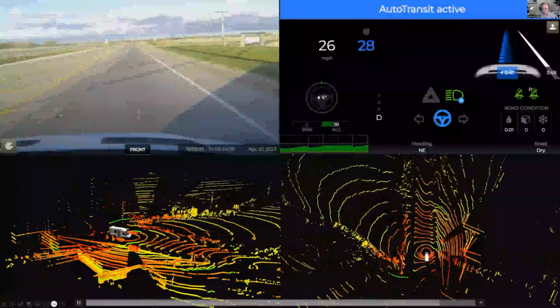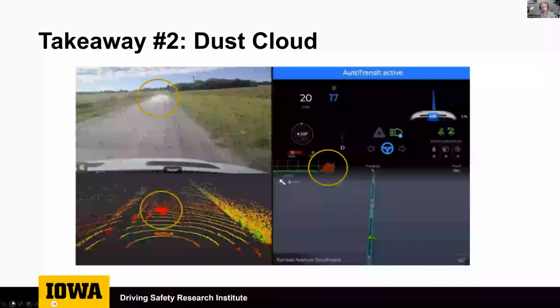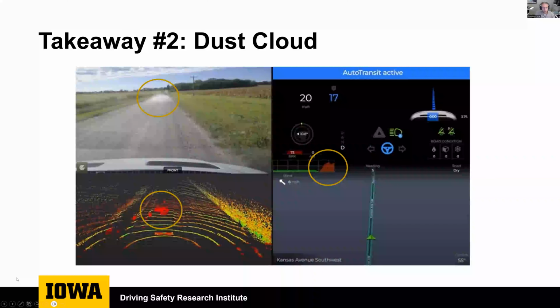So Omar, if you want to go ahead a slide, we can talk about the inverse of this problem, where it wasn't seeing something that was there. The inverse is where the LiDAR would potentially pick up an object that was not something that it needed to stop for. So in this particular takeaway, we're taking a look at dust clouds or other particulate matter. So here's a screenshot.